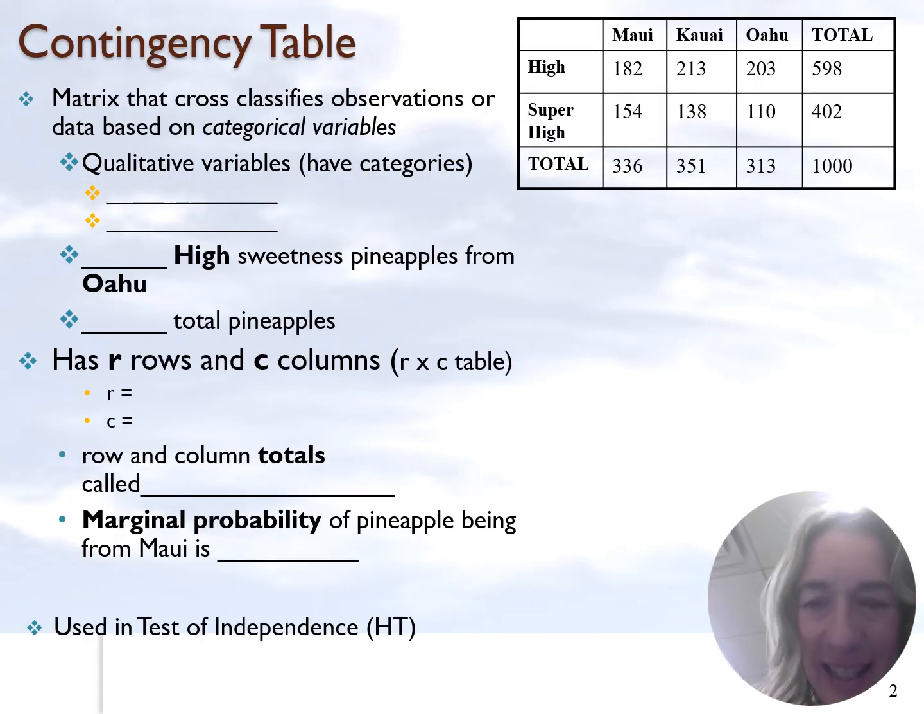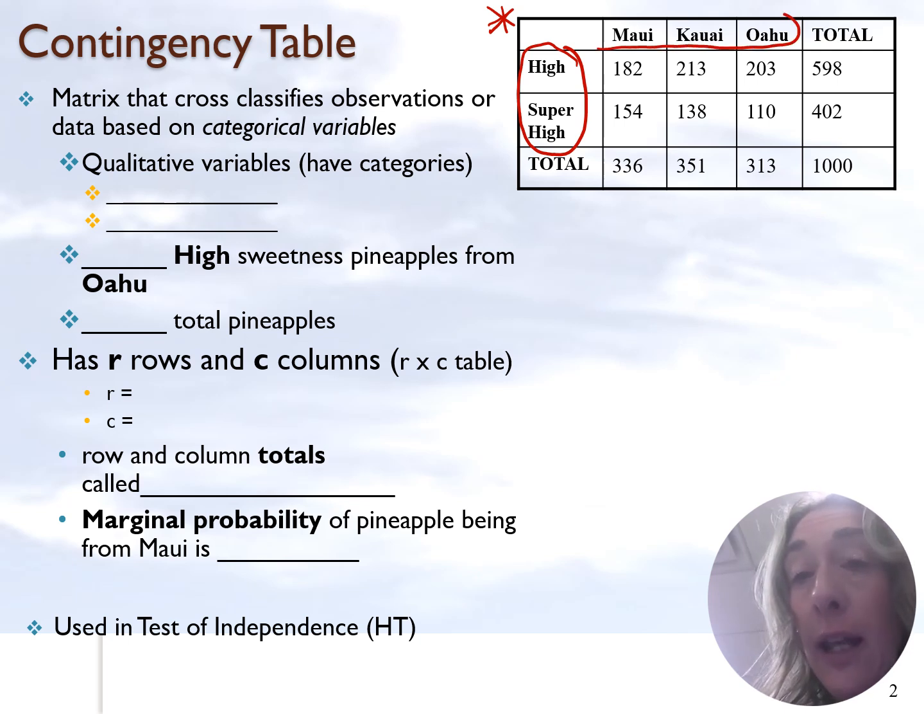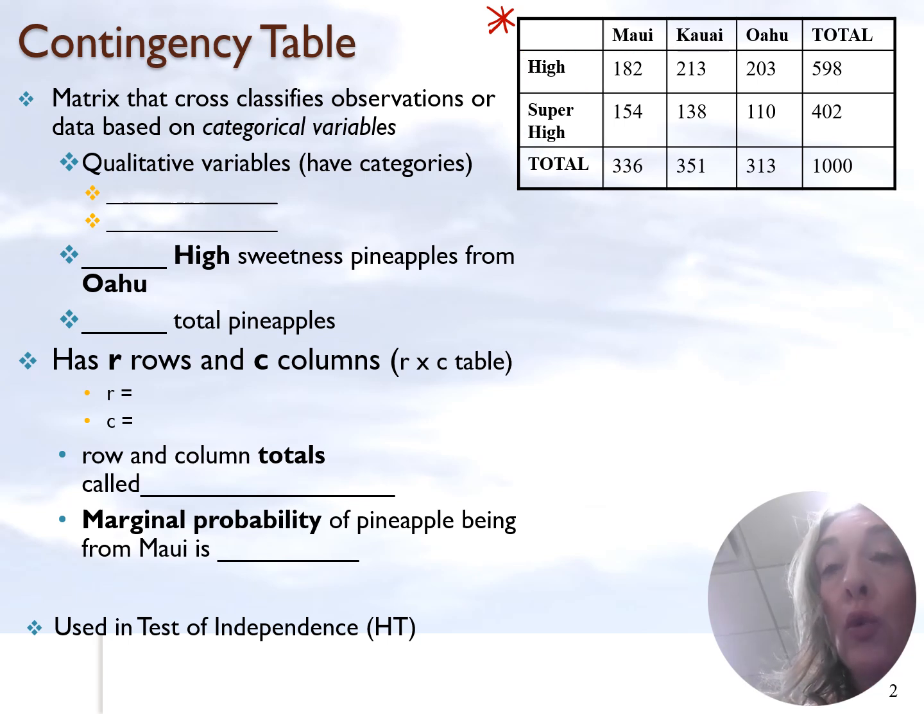Okay, so what is a contingency table? An example of a contingency table is shown here on the right. In general, a contingency table is a matrix that cross-classifies observations or data, and that's what's shown in the middle here, based on categorical variables. The categorical variables are indicated along the left-hand side and across the top. Now, as you recall, categorical variables, which have categories, are qualitative variables, as opposed to quantitative variables.